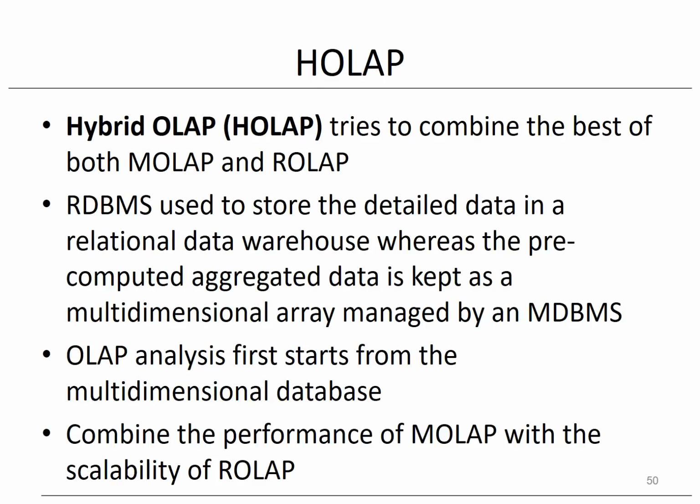Hybrid OLAP tries to combine the best of both MOLAP and ROLAP. An RDBMS can then be used to store the detailed data in a relational data warehouse, whereas the pre-computed aggregated data can be kept as a multidimensional array managed by an MDBMS. The OLAP analysis can first start from the multidimensional database. If more detail is needed, for example during drill down, the analysis can shift to the relational database. This allows you to combine the performance of MOLAP with the scalability of ROLAP.